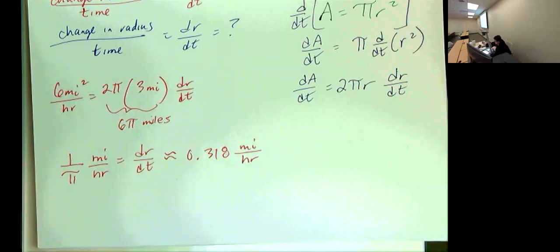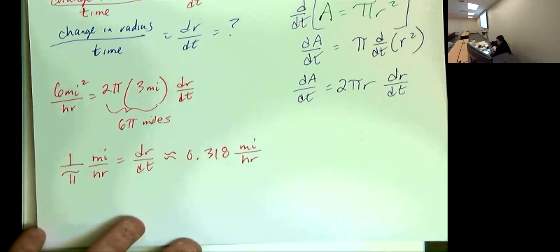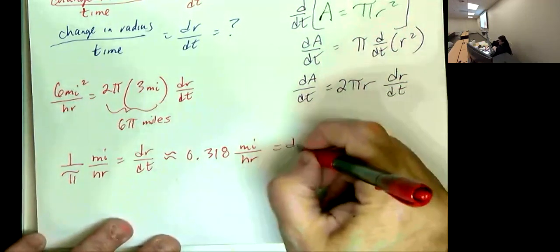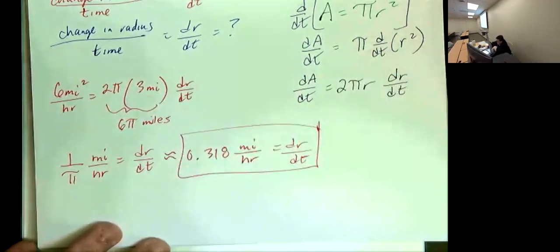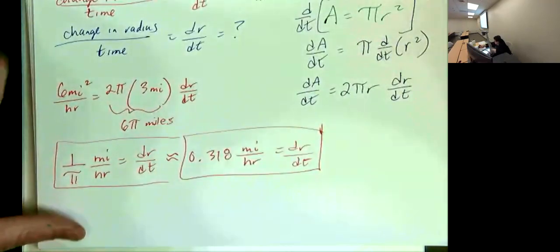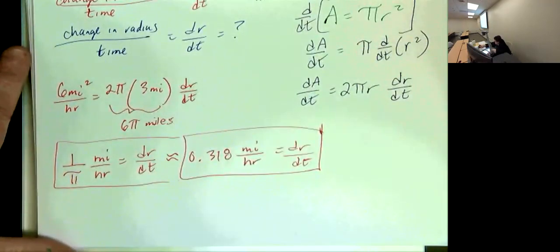You guys ready for the next one? That's what we were looking for, dr dt. So that was our answer, including the 1 over pi. 1 over pi works as well. That's the more accurate answer.